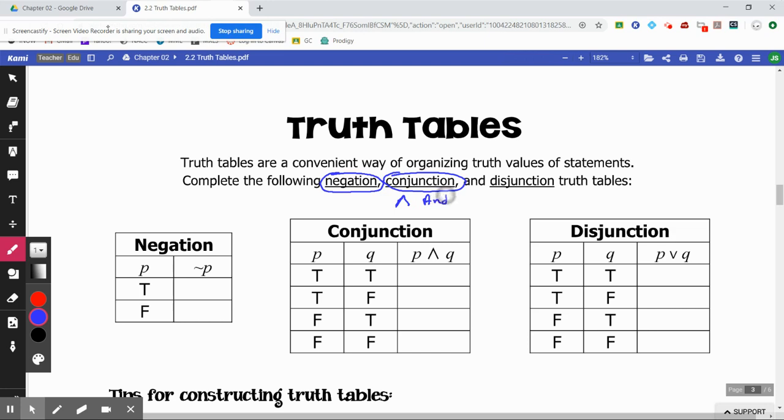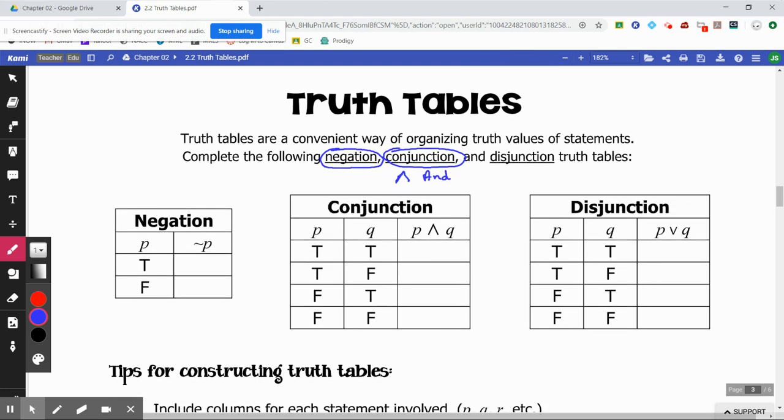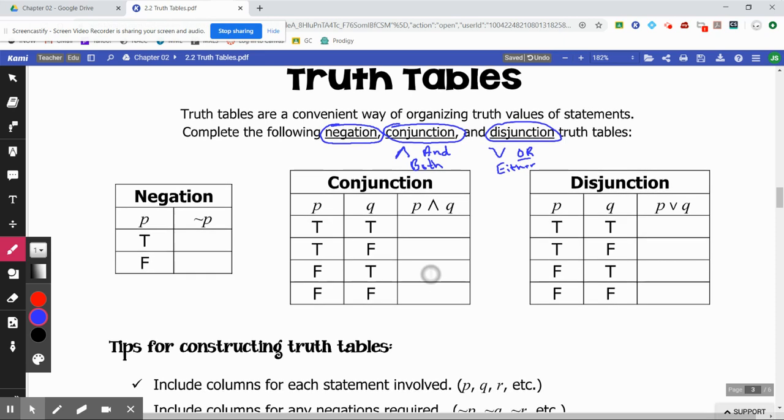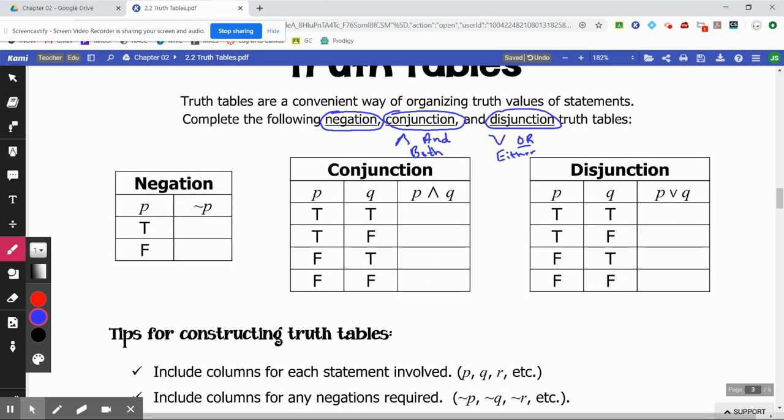Conjunctions. If you don't remember conjunction, here's the symbol. A conjunction is an and statement. And the biggest thing we need to remember about and statements is the word both. In order for an and statement to be true, both must be true. Other than that, it's going to be false. A disjunction is the V one. It's an or statement. And I'm going to put the word either because if either is true, a disjunction is going to be true. So let's complete a truth table for each of these and notice what we've done here.